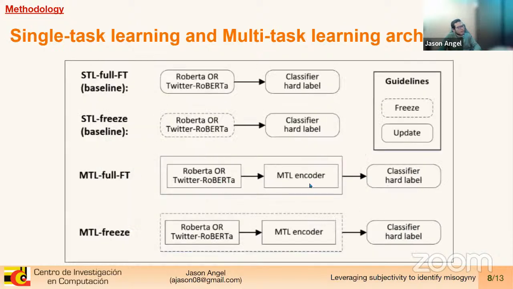But here we are leveraging the profiles to train this multitask learning encoder. And then depending on the scenario, we update or freeze the parameters to then, on the second step, use a classifier for the hard label. Okay.